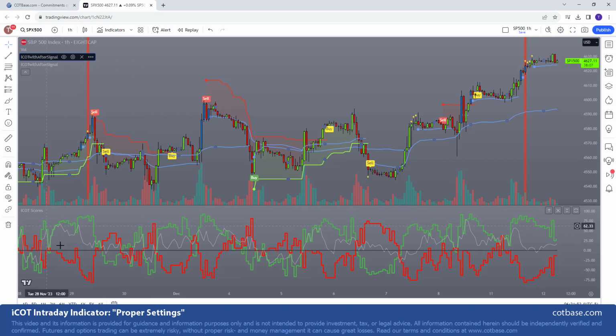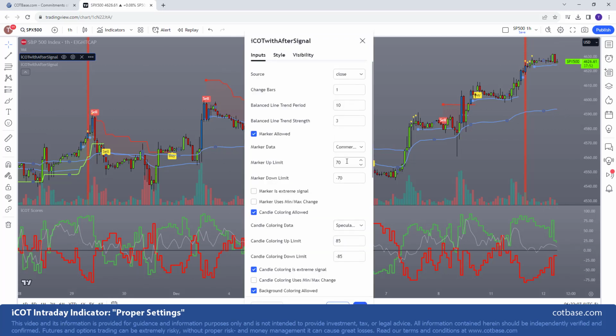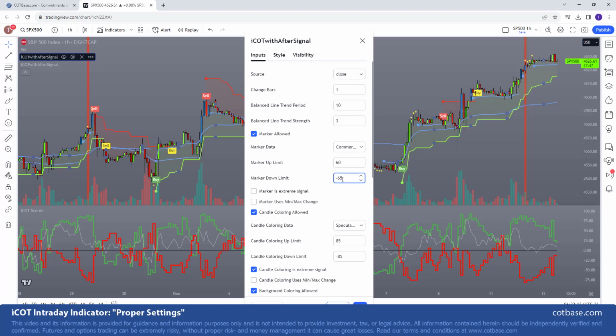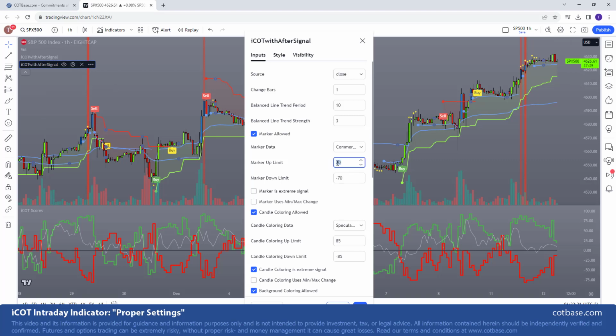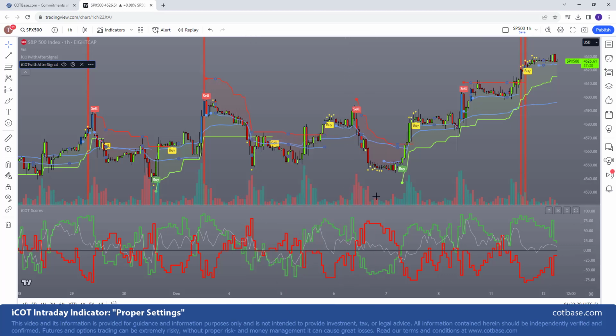Just by eyeballing it, we can see that the iCOT scores commercials line is running between plus 60 and minus 65. So right away, we're going to change the default setting to 60 and minus 65. Not a huge change, but it's a change. Important, because these two indicators are not communicating with each other. We have to change right away the settings for the other indicator as well. So that was the first step. We took care of the red line.